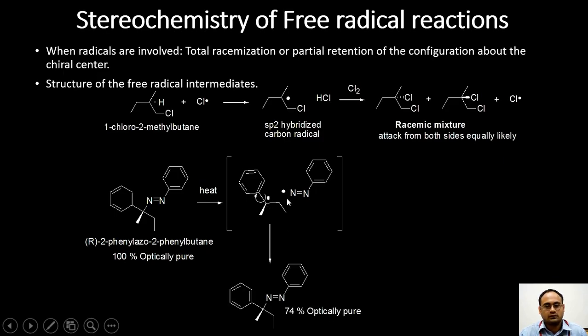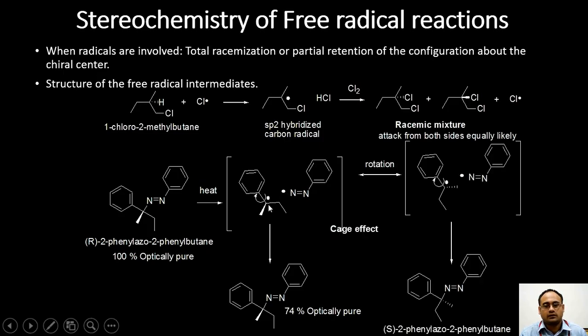If it does not rotate, the radicals will react with each other to form the same compound that one started with. But if this radical pair survives for long, the carbon-carbon single bond might rotate, and because of this rotation it will generate the isomeric configuration at this center. Then when the radicals pair with each other, they will form the S compound instead of the R compound. That is why we find that when you heat this compound, some molecules react in this fashion, but some molecules react in this fashion, thus giving partial retention.